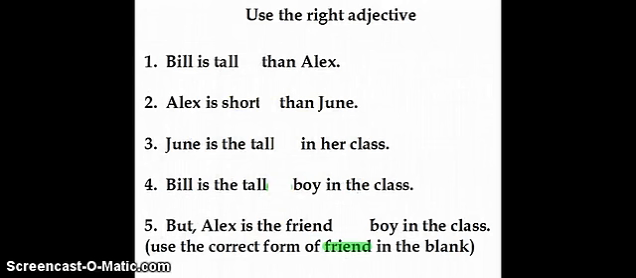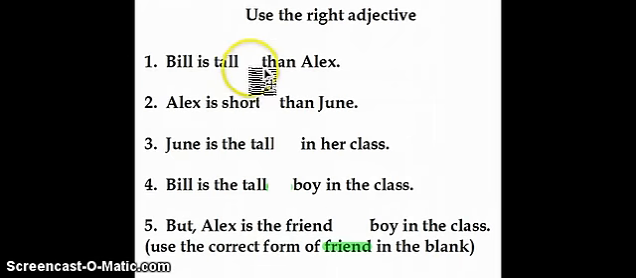Alright, for this activity you need to write down these 5 sentences, but leave a little space where you see the white space. Bill is tall than Alex is not the correct adjective. So you need to add something to, or before, or after to make this correct. So go ahead and write those down, add something to these things, and then hit play when you are ready.